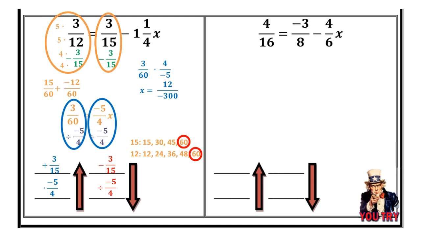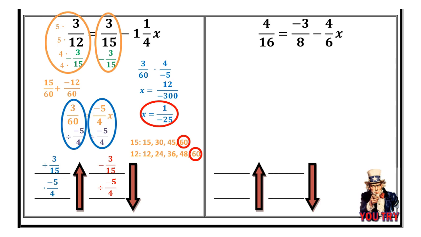Now I can simplify. I have 12 and I have negative 300. I could list out my multiples, or I could just simply divide top and bottom by 12. 12 divided by 12 gives me 1. Negative 300 divided by 12 gives me negative 25.